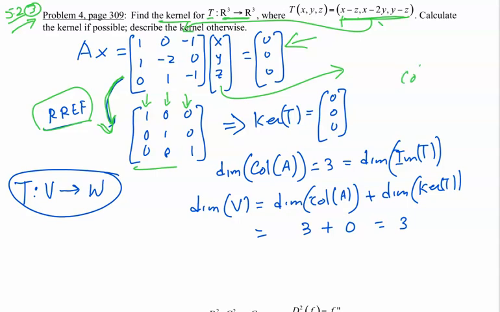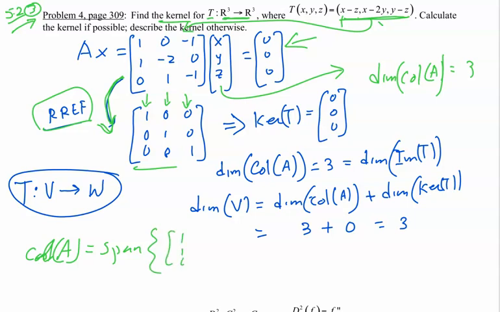That means the dimension of the column space of A is going to be 3. Or you could write down what the column space is. Sorry, the column space of A is going to be the span of all these vectors: 1, 1, 0, 0, -2, 1, and -1, 0, -1. The span of all these vectors is going to be your column space, because they're all linearly independent, as you can see in the row echelon form.